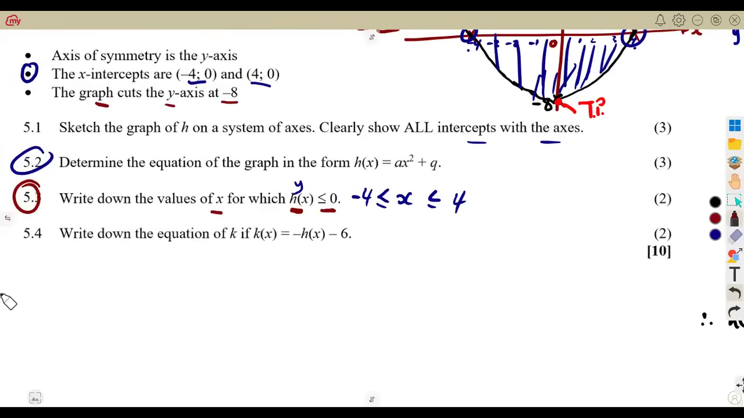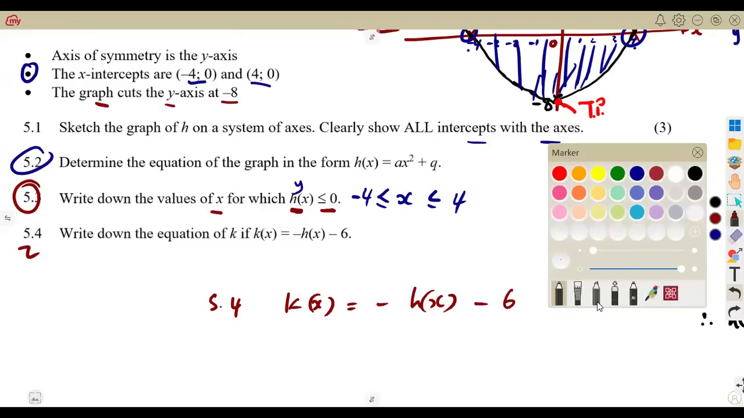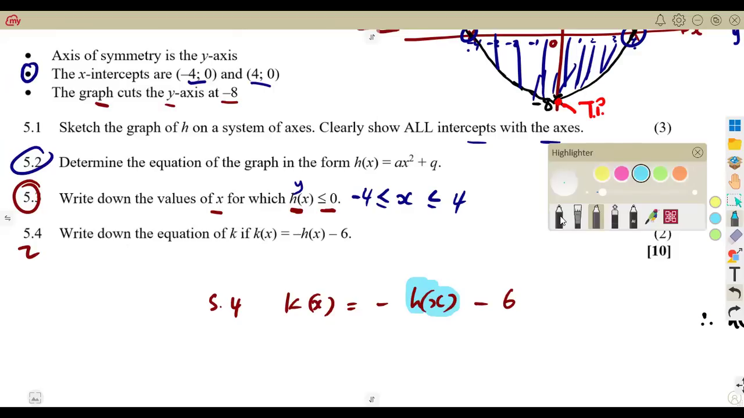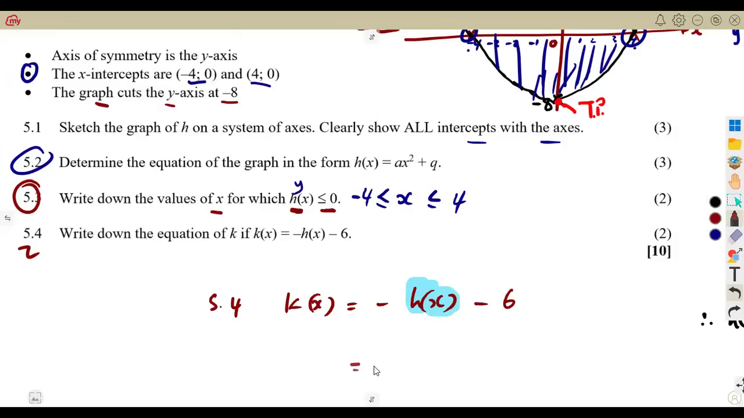Then on another question, they want you to write down the equation of k if k(x) is equal to minus h(x) minus 6. They are saying form an equation. So what is it that we just need? We just need to substitute h(x), guys, in place of h(x). They are saying it's minus h(x). It's minus that. So it's minus of h(x).